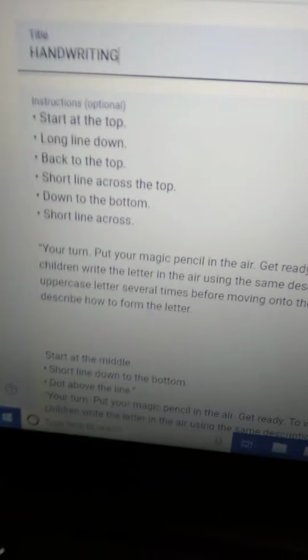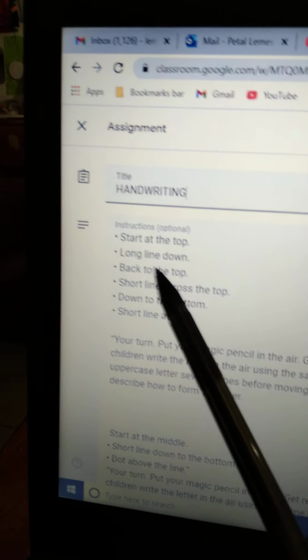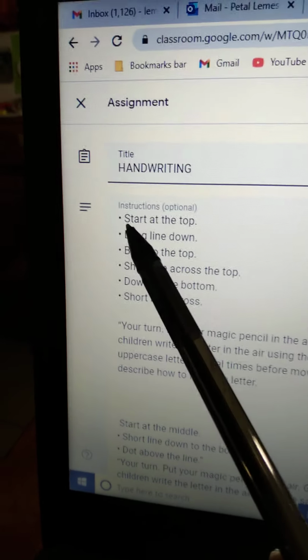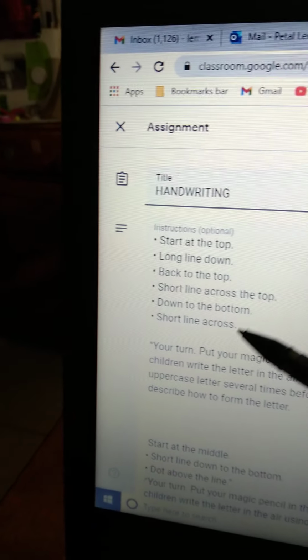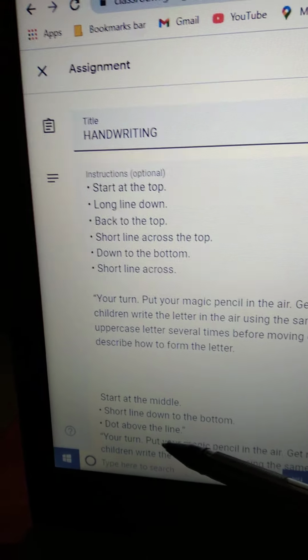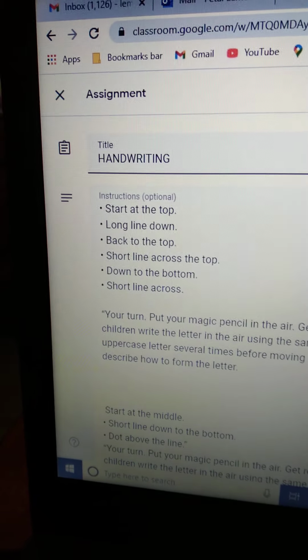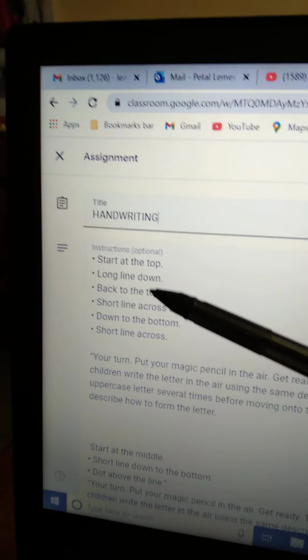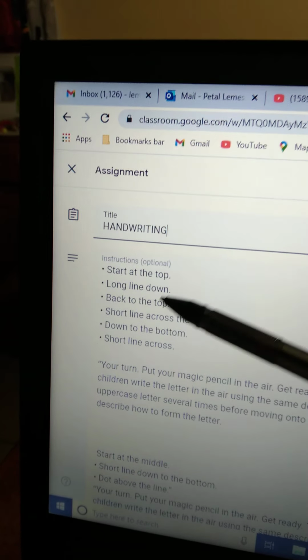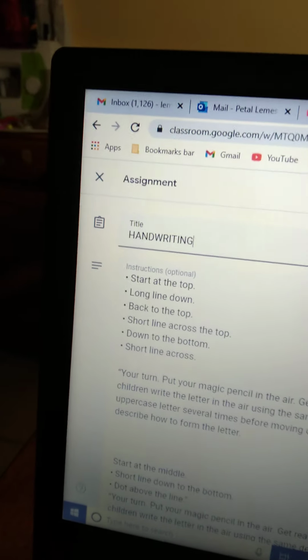Today we are going to look at writing the letter I, capital I and common I. Now in Google Classroom, you will notice that I give instructions. The one at the top is the instructions for writing capital I, and at the bottom here, that's the instruction for writing lowercase I. So using these instructions, I am going to write capital I and common I, right?